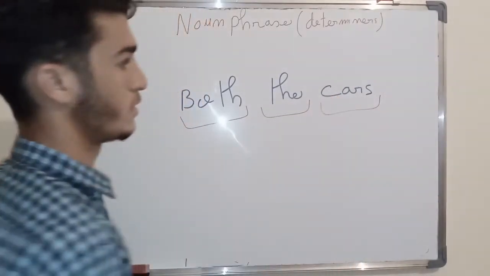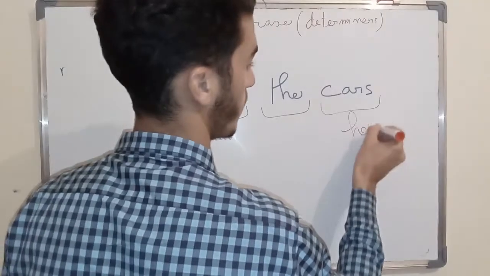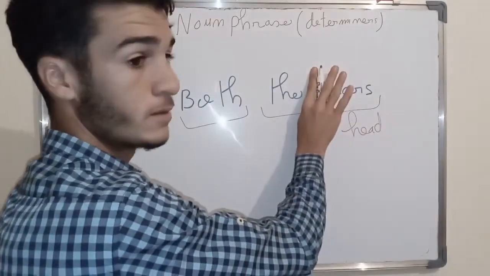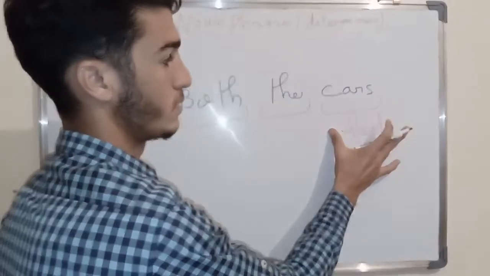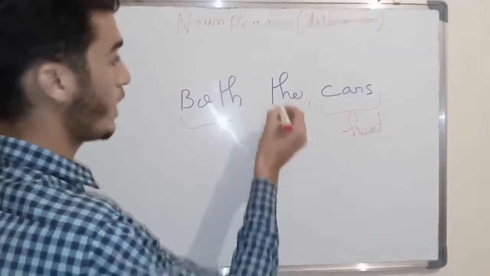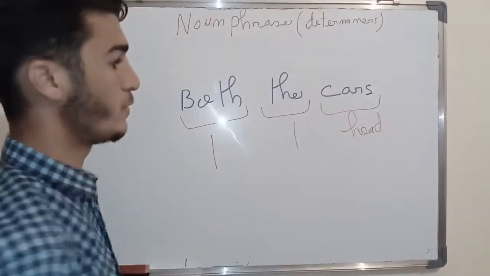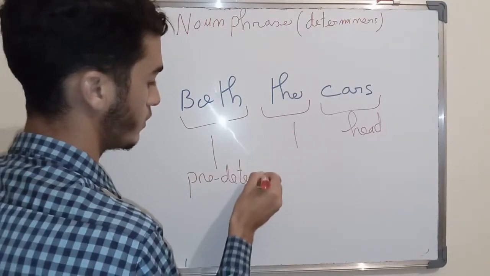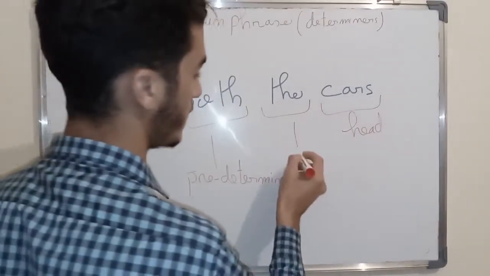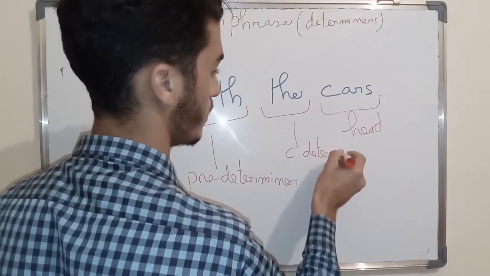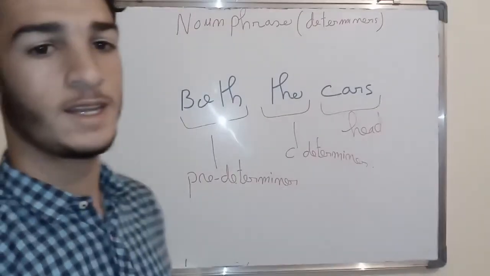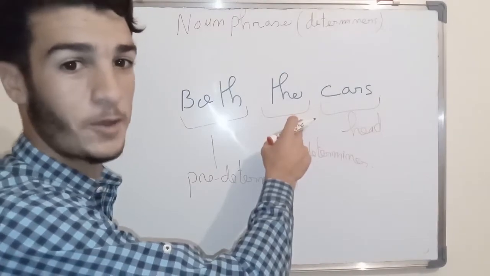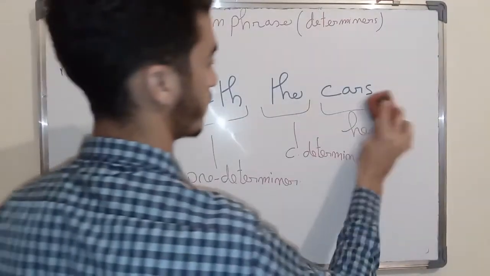I said at first that the most important element in a phrase is the head. Cars is the head. We can say both the. Okay? So this is the most important element, which is the head. Then we have determiners here. Both and the. Both is a predeterminer, and the is a central determiner. Why is this called a predeterminer? Because it comes before the central determiner. Okay? Good.